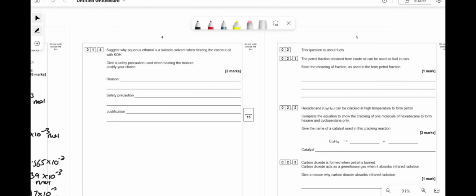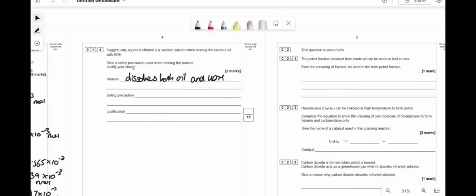And you've got potassium hydroxide. Fats and oils are insoluble. Potassium hydroxide is soluble. So it's probably that they use aqueous ethanol so they can dissolve both of them. So it dissolves both oil and KOH.